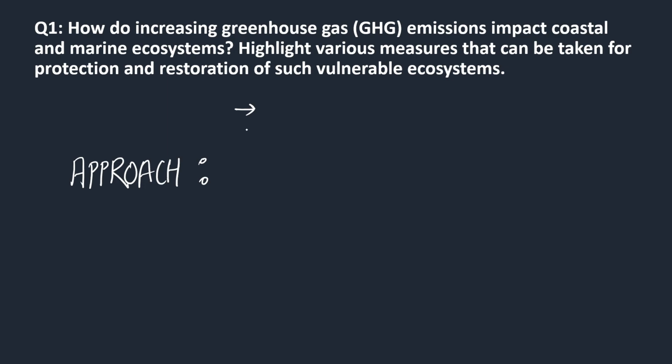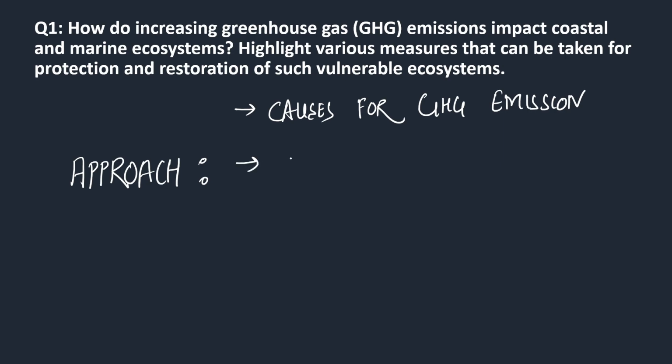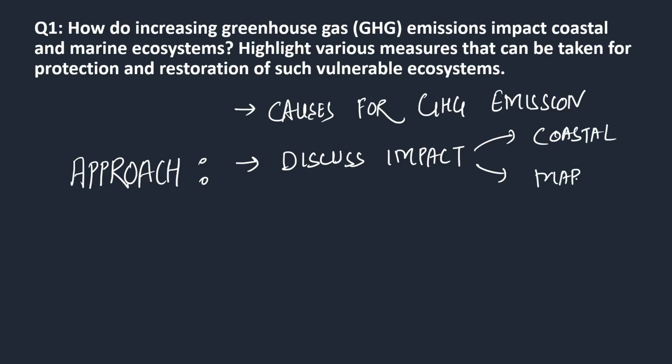So first you have to give a brief introduction about the causes for greenhouse gas emissions. How it is getting released, what are the various sources. Sources are also two types, some are natural, some are human, anthropogenic causes. All right, then you have to discuss the impact, right? Discuss the impact. So you can discuss two things: the coastal impact and the marine ecosystem impact. Clear? And the third thing is you have to write various preventive, or let's say various measures to protect and restore it.